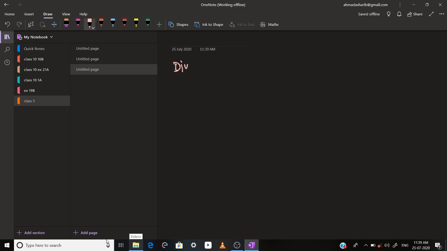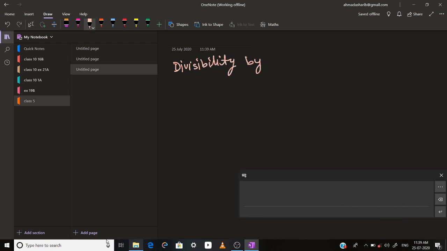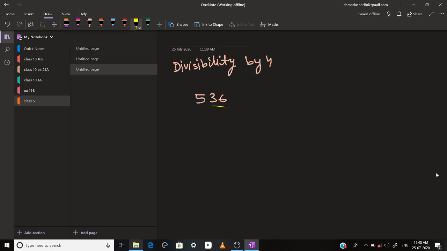Now divisibility by 4. How are we going to check? If the number formed by the last two digits is divisible by 4. For example, 536. We have to check if this number is divisible by 4. So we have to see the last two digits, this is 36. Is 36 divisible by 4? Yes, 4 nines are 36. So the whole number is divisible by 4.